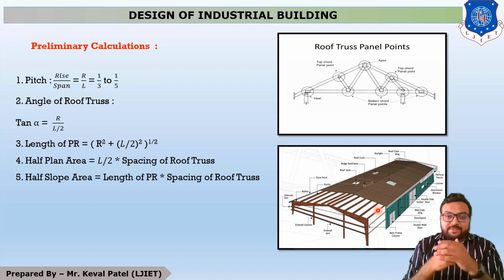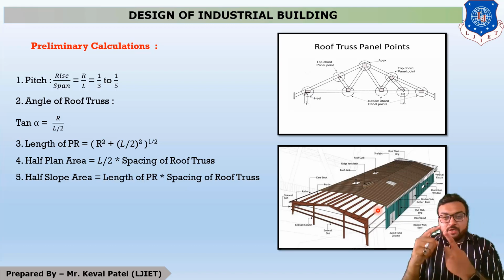Now what are the assumptions? First is roofing material. It was already discussed in the last lecture that in roofing material we have to use two types of material. The first one is GI sheet, GI meaning galvanized iron sheet, and the second is ACC sheet, asbestos cement concrete sheet. So these two materials are there for providing roofing.